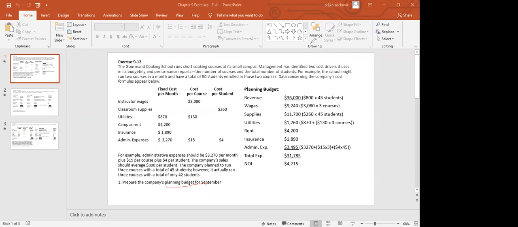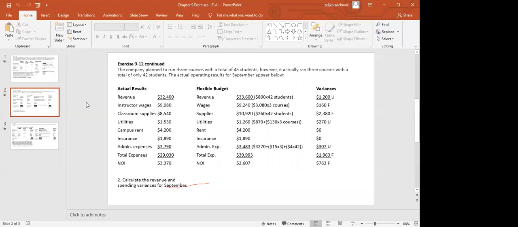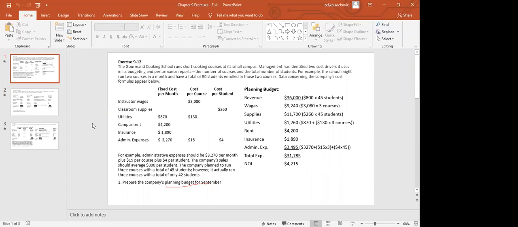Well, actually, let's see what the next question is. The question is, what's the revenue and spending variance for September? That would be a better question. A planning budget is just a planning budget, right? It's just, well, what's the planning budget? How many students do they anticipate? For example, administrative expenses should be $32.70 per month. And this is the explanation for these things here.